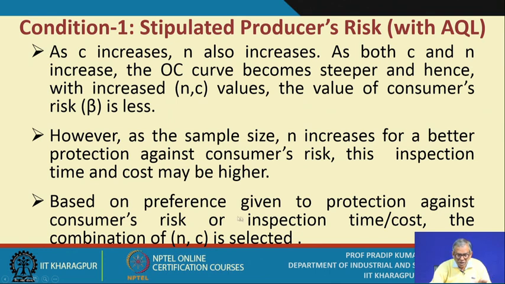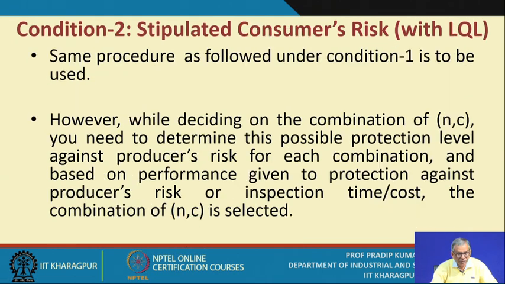So that's why you have to make a decision as to which one we will opt for, and accordingly you decide what is the best combination of n and C. Is it okay? In condition 2, that is, stipulated consumer risk with LQL, the same procedure followed under condition 1 is to be used.